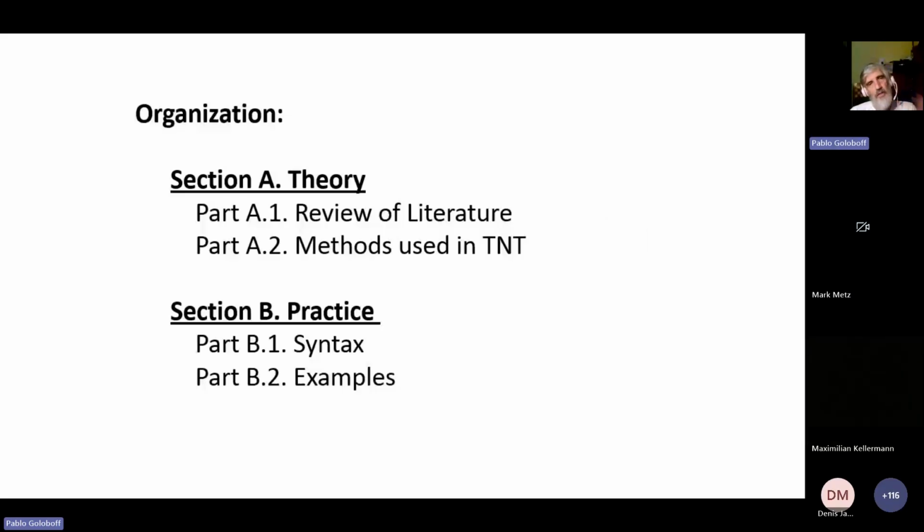And in the part on theory, first I'm going to do a quick review of the literature, which helps me structure the talk and follow a specific sequence, showing you how the arguments were made in regards to inapplicables. And then I'm going to do the methodological aspect of the methods and algorithms using TNT.